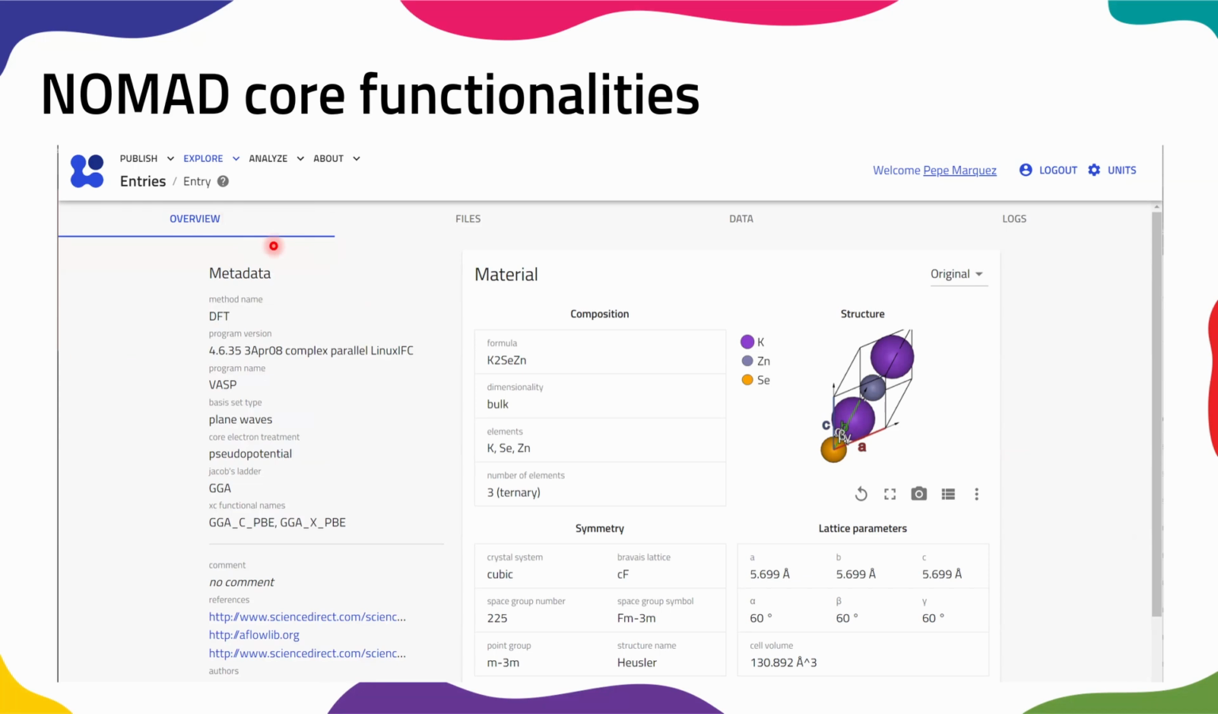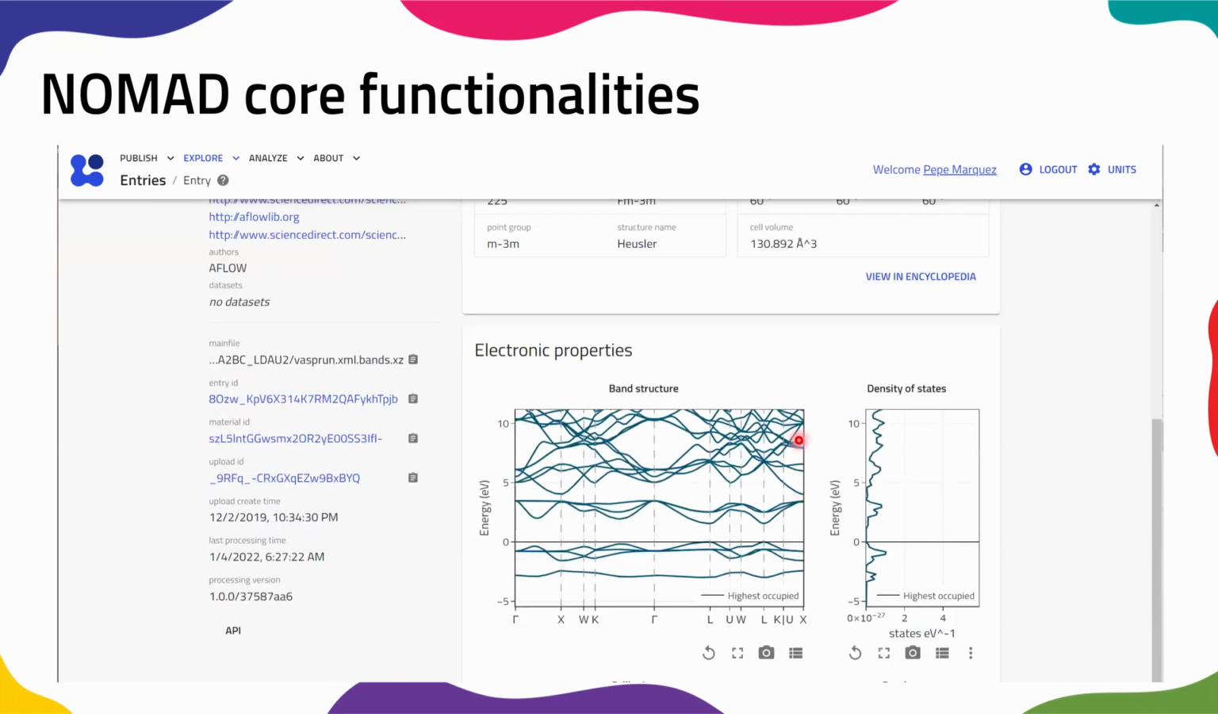You can see in the left column all the relevant metadata to this entry, from the method name, the program used for this calculation, and the author, and so on. But also in the right column here, you'll find all the relevant input and output information in a nicely visualized and easily readable tabular manner. And if you scroll down this page, you would even see the output band structure calculation and the density of states for this specific entry.